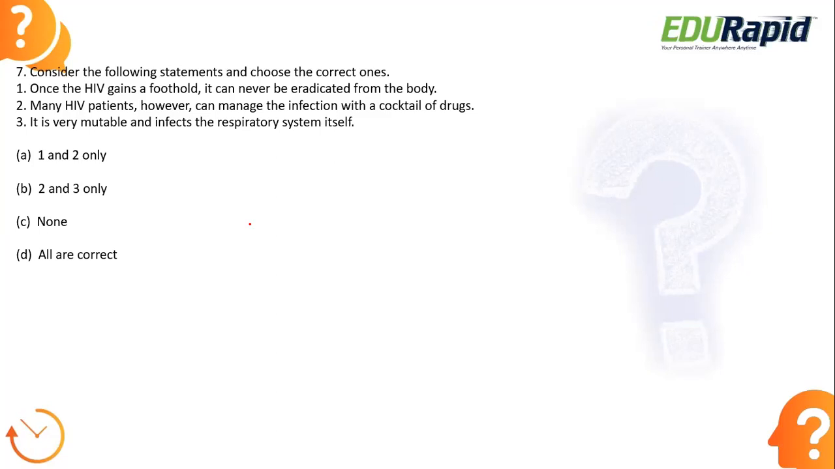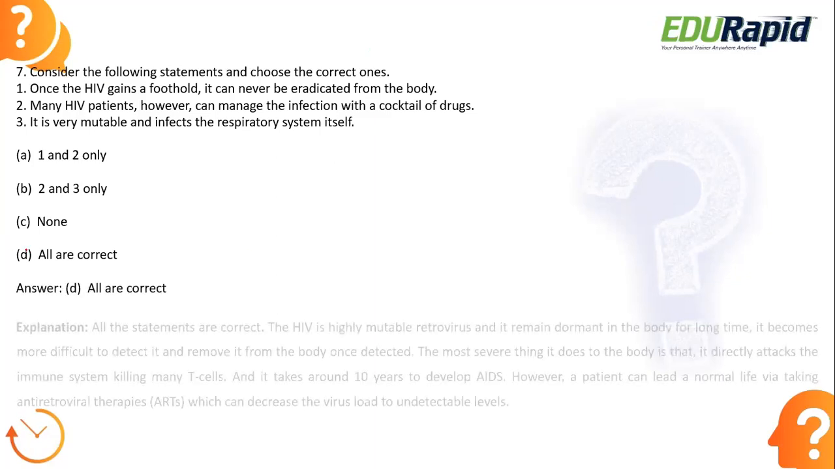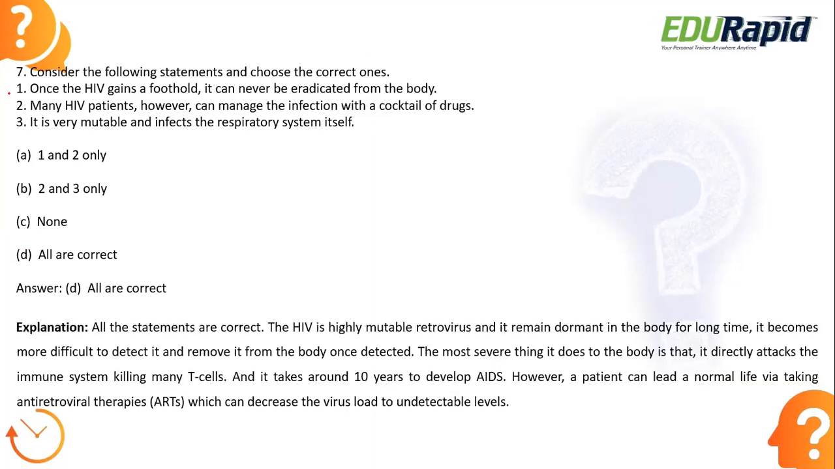Okay, now let us know about the right answer here. The right answer is option D, all are correct. So all of the options that we have here are correct options. It is a highly mutable retrovirus. So this HIV virus belongs to the retrovirus family. Highly mutable, it can be transmitted from person to person usually when there is direct contact. And it also remains dormant in the body.